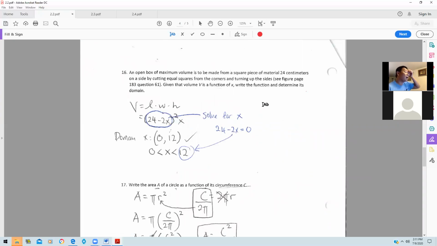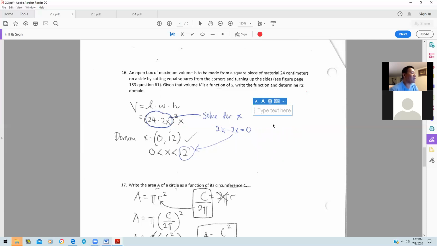Okay. We have an open box with a volume of 24 centimeters. The open box is made from a square piece of material 24 centimeters on the side, cutting equal squares. So what happens is that you will have a box. I can't draw a box here. Imagine this is a box. So you have to use imagination here.